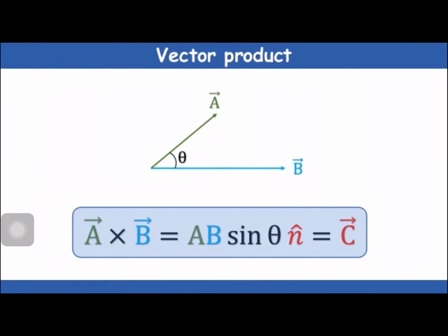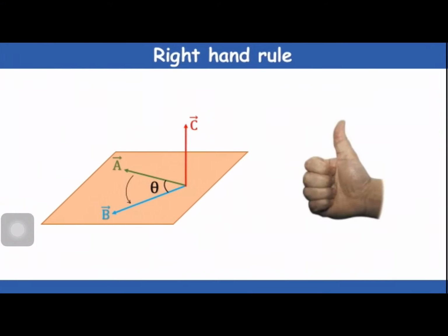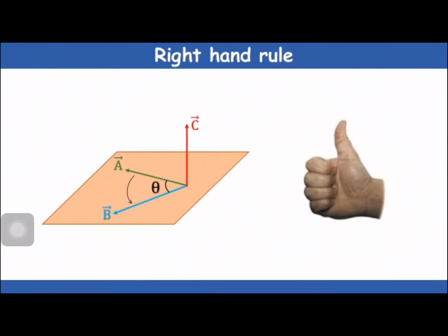Vector product. What is that? A cross B equals A B sin theta n cap, where n cap shows the direction. So that is the C vector, given by the right hand rule. Suppose A is in one direction and B is in another direction, making angle theta. What about the resultant vector? C is given by the thumb side. The thumb only shows the direction of the resultant vector.